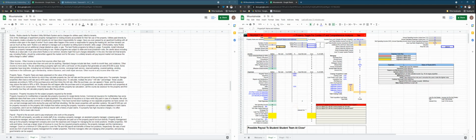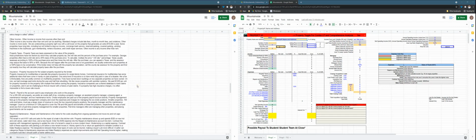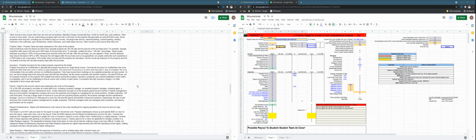Okay, moving right along. Let's move on to insurance. Insurance is the property insurance for the subject property required by the lender. That's kind of what that is. It's property insurance. On the T12, it will be listed as insurance, and same thing with property tax. And once we get to the expenses part, these are all pretty clear. It's very rare that they're not.